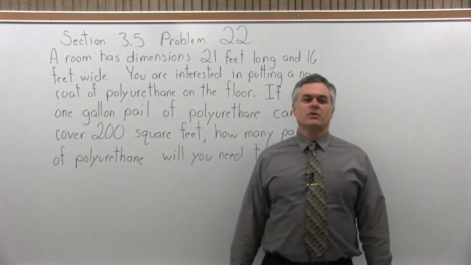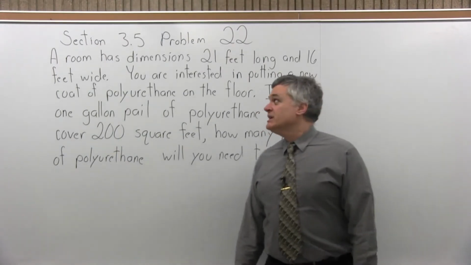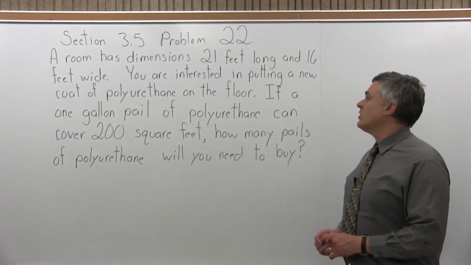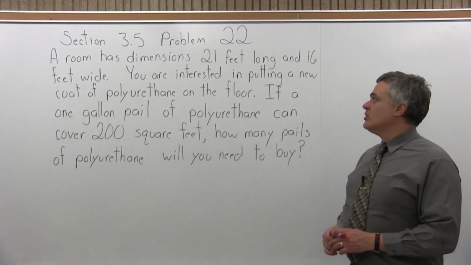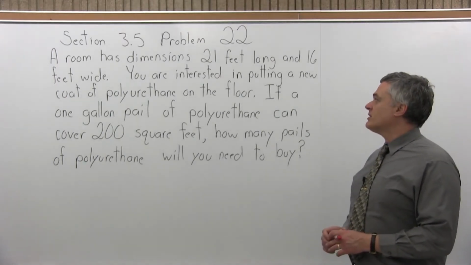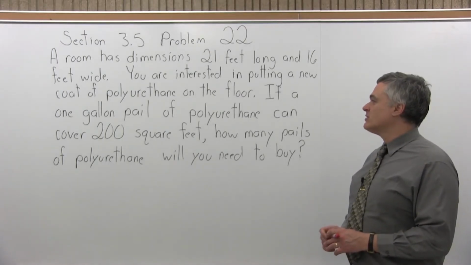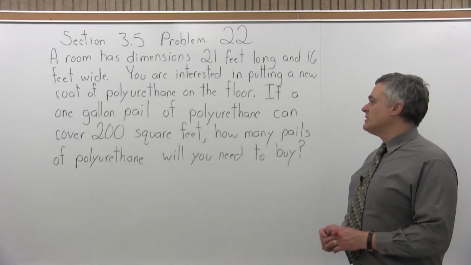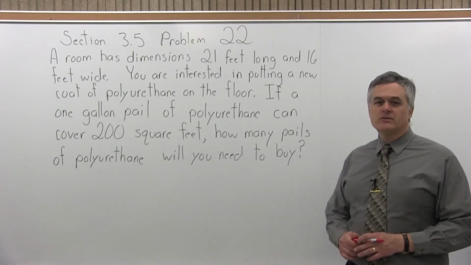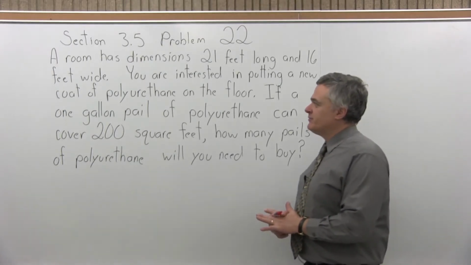This is Section 3.5, Problem 22. It says a room has dimensions 21 feet long and 16 feet wide. You're interested in putting a new coat of polyurethane on the floor. If a 1-gallon pail of polyurethane can cover 200 square feet, how many pails of polyurethane will you need to buy? This is a practical sort of a question.